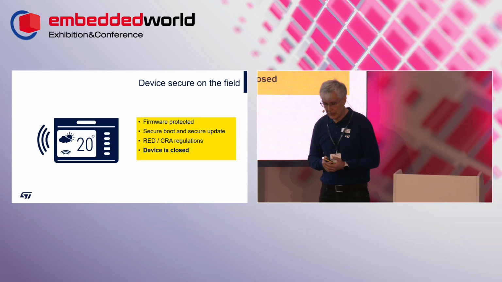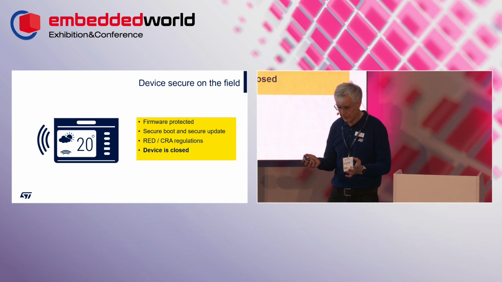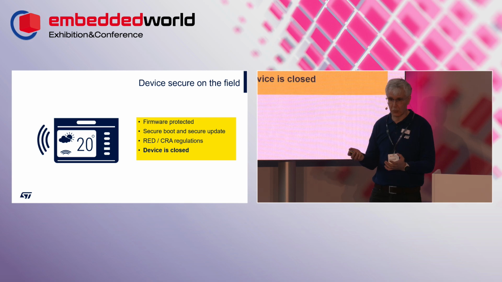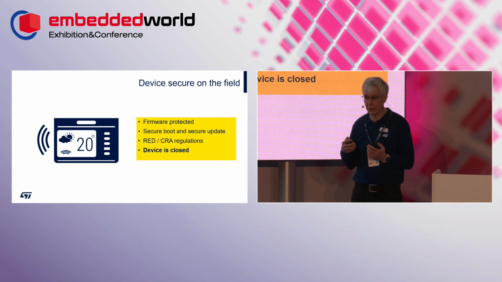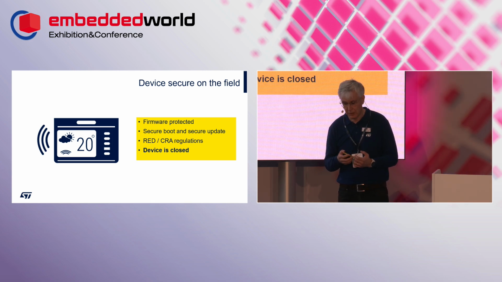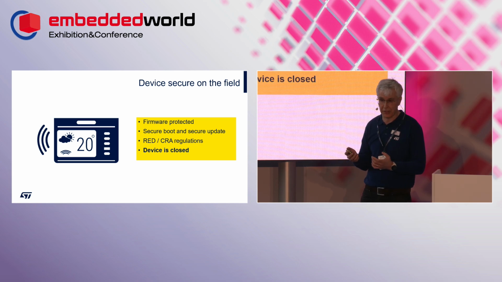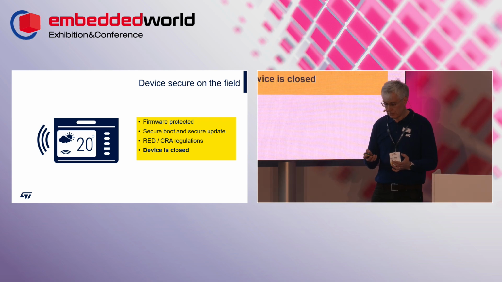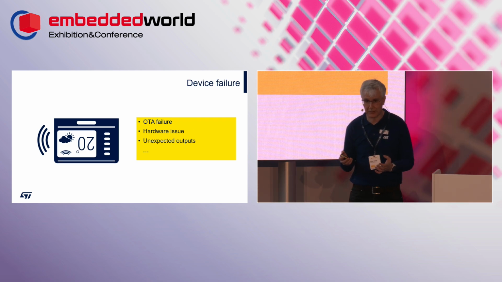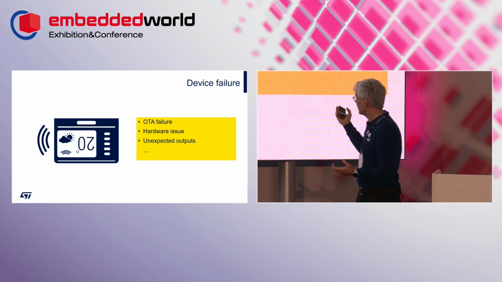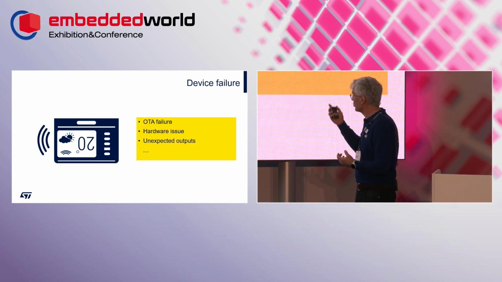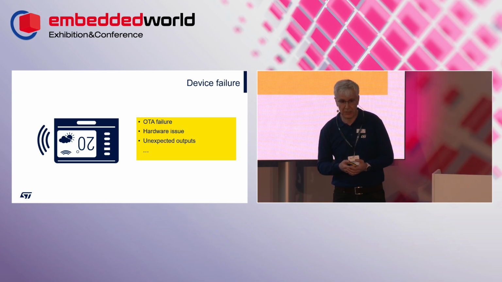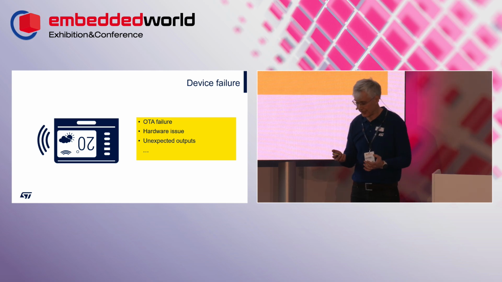So, you have your device on the field, the firmware is protected, you have this secure boot that requires your device to be closed because of the CRA or not. It could be for other reasons that you need a secure boot. So you then have a device that is failing. You don't know what the reason could be. A failure in OTA, could be a hardware issue, unexpected outputs like here. You don't understand what happens.